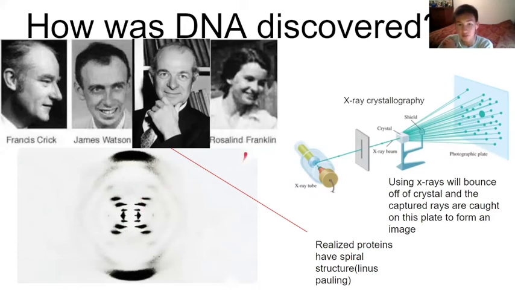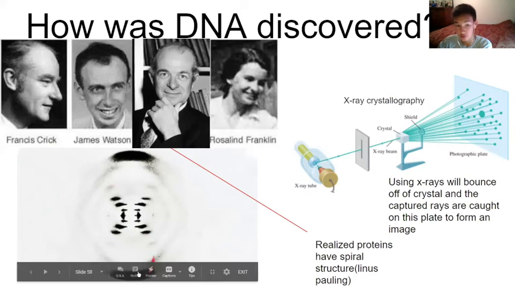And sadly, Rosalind Franklin died of cancer before she could get the Nobel Prize for helping discover this. But James Watson and Francis Crick received the Nobel Prize for discovering the structure of DNA.